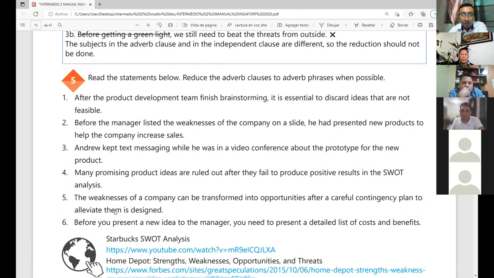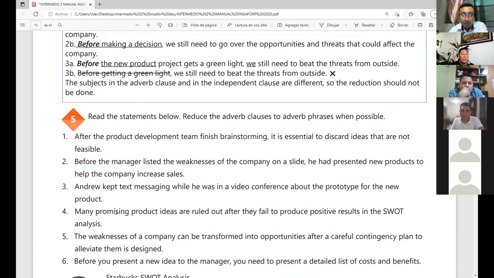Okay, now we're going to develop these sentences, and you have to tell me if we can reduce or not. Here we go. The first sentence, number one: After the product development team finished brainstorming, it is essential to discard ideas that are not feasible. I think it's after the, after.